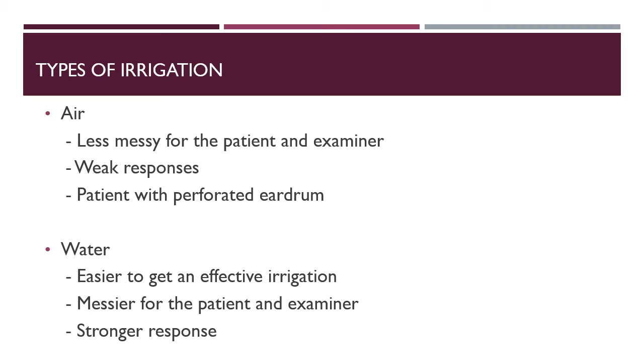There are pros and cons for using air or water irrigation. For air, it is less messy for the patient and examiner, but it shows a weaker response. But air is useful for a patient with a perforated eardrum, so there is no need to use water for such a patient. For water, it's easier to get an effective irrigation, but it's messier for the patient and examiner, but it also shows a stronger response as compared with air irrigation.